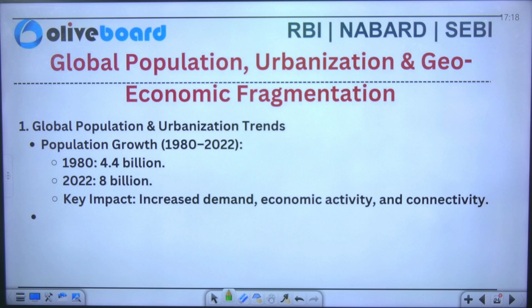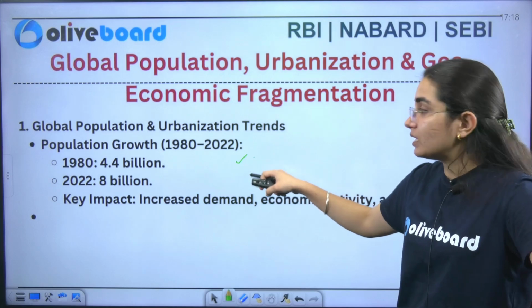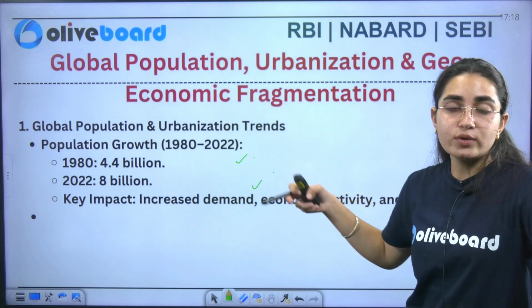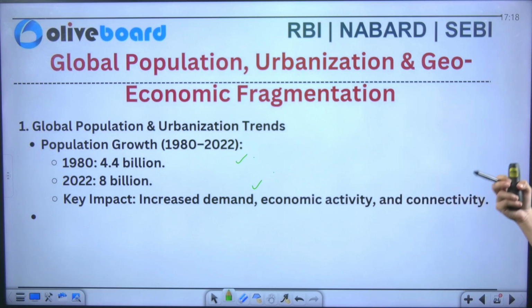Here we are talking about global population and urbanization trends. That is your population growth. How much was it from 1980 to 2022? In 1980 it was 4.4 billion, and by 2022 it reached almost 8 billion. It has almost doubled. What is the key impact?